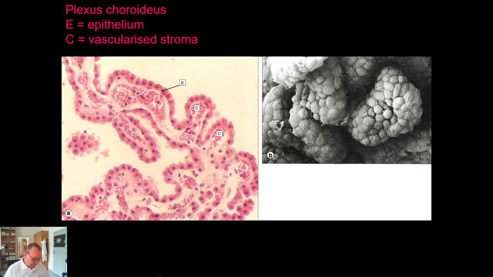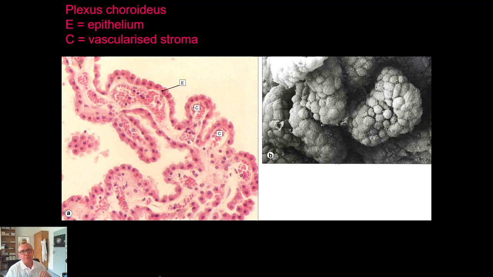Pia mater is forming a special derivative in the area of brain ventricles, which is called choroid plexus, plexus choroideus. Choroid plexus is a bush-like structure entering all 4 brain ventricles. So it is situated in the roof of the 4th ventricle. It is found in the 3rd ventricle and in both lateral ventricles.